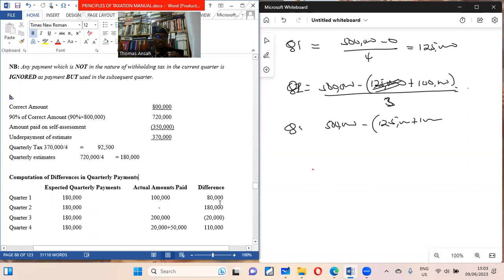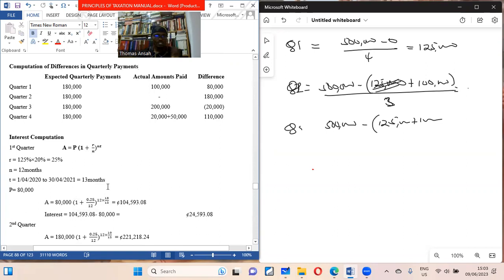So that is what you do. So the interest calculation, the same thing, but your P is the difference. When you have a situation where the payments are there like that, you use the quarter on the correct amount, then you'll be deducting the payments that were made, all right? So that is the scenario that you have over here.